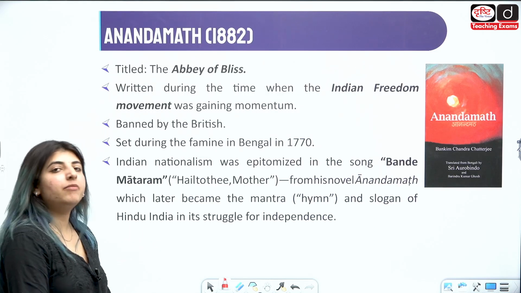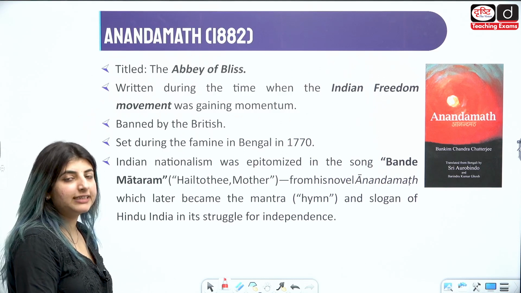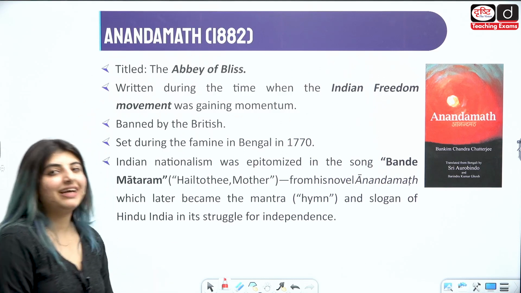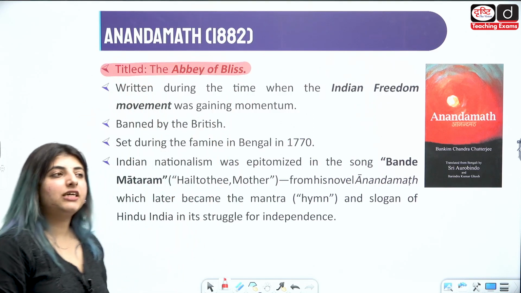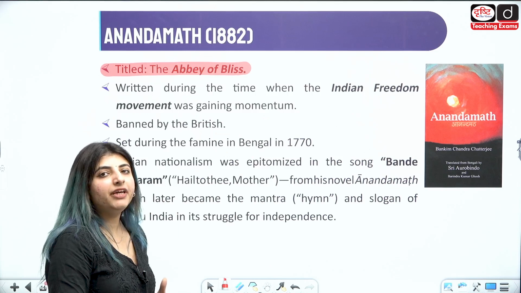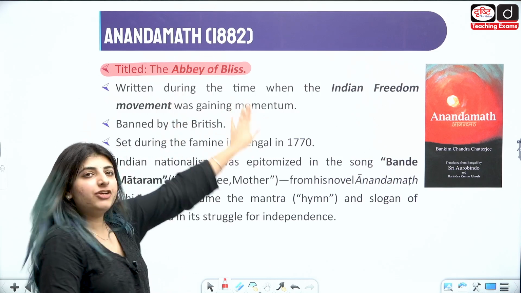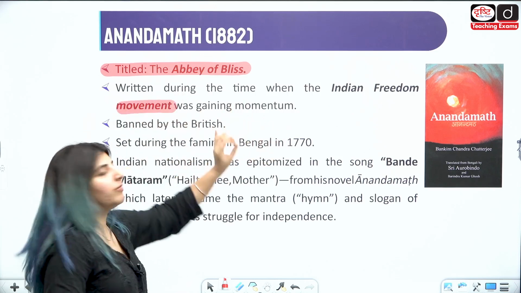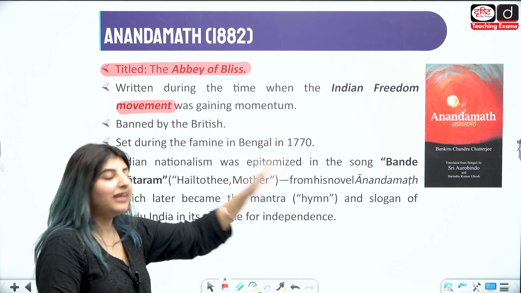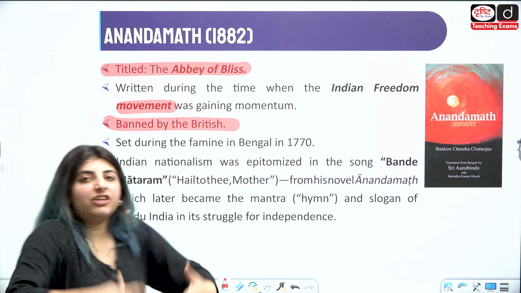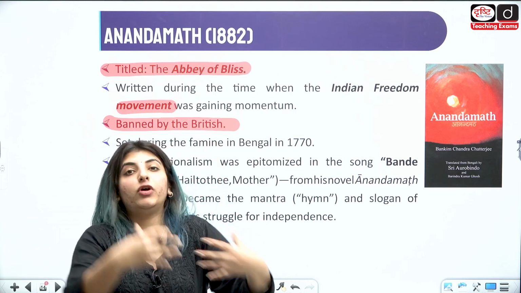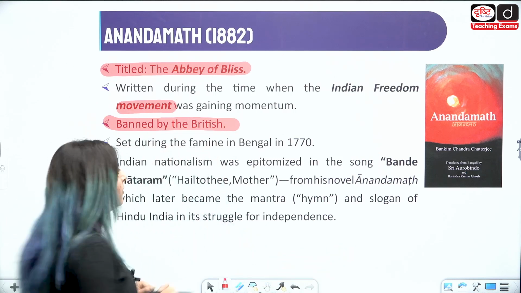Then we have the most famous work of his, which comes after Rajmohan's Wife, that is Anand Mat. If we try to translate its title, it translates to the Abbey of Bliss, right? Written when the Indian freedom movement was gaining momentum, it was also banned by the British because it was awakening the Indian nationalistic spirit, the patriotic spirit, amongst the people.